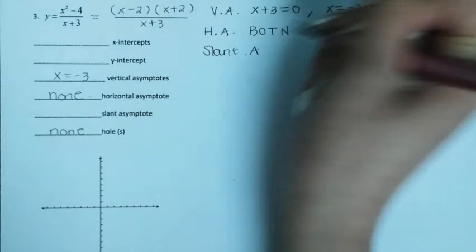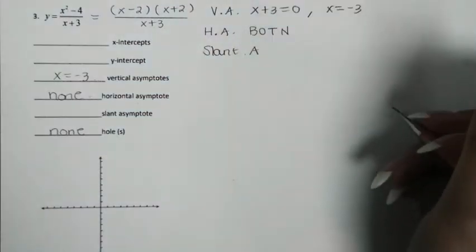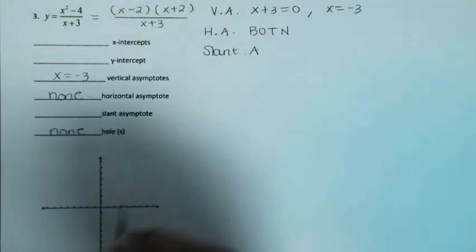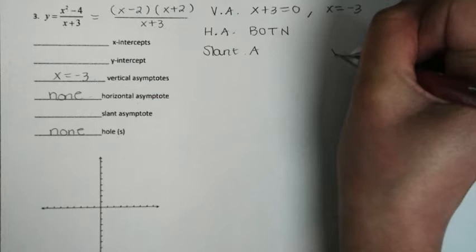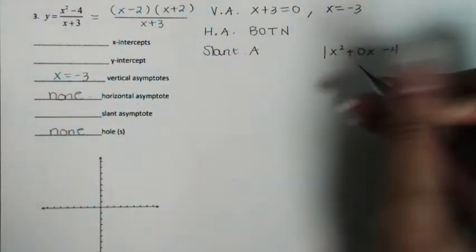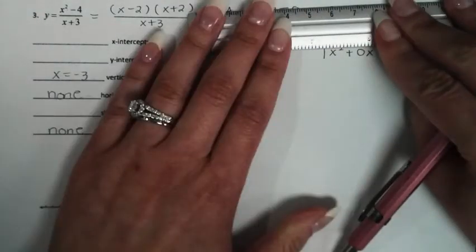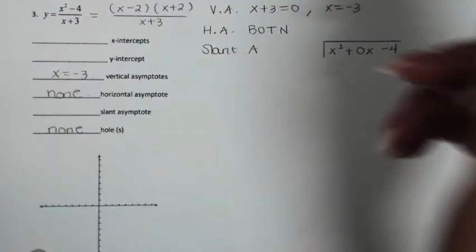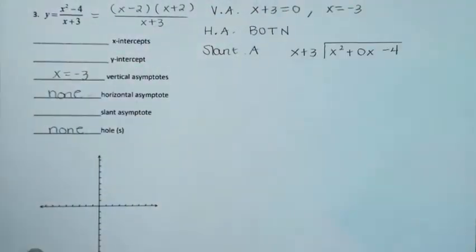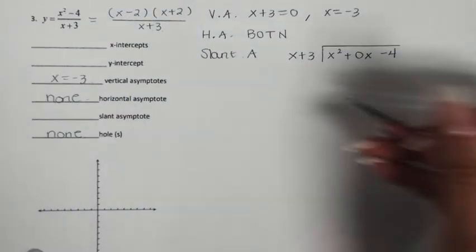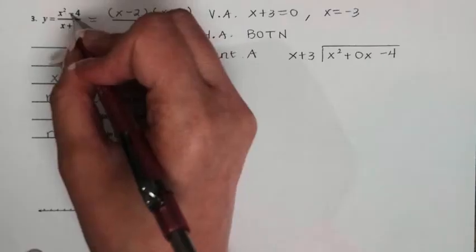What are we going to do when we do slant asymptotes? Well, you are going to do long division. Okay, so let's recall the long division. You have x squared plus 0x minus 4, and this is going to be divided by your beautiful x plus 3. And you're like, where are you getting this? The x plus 3 is the denominator, and this expression is your original numerator. So I'm going to long divide this.